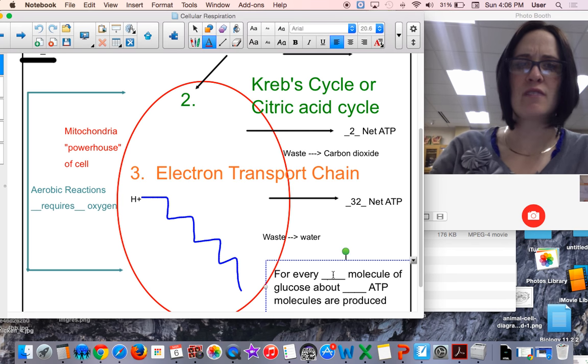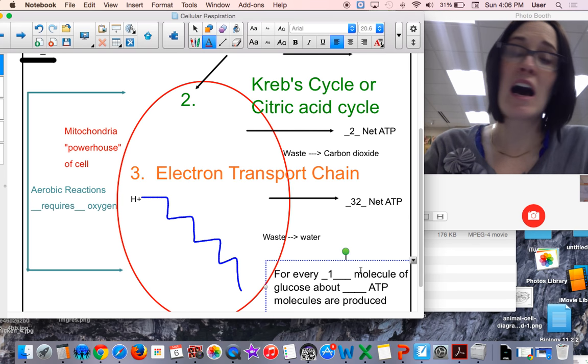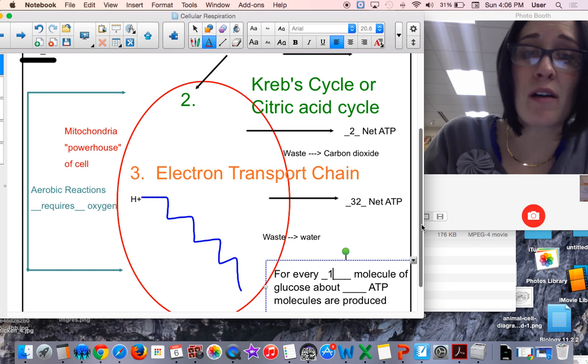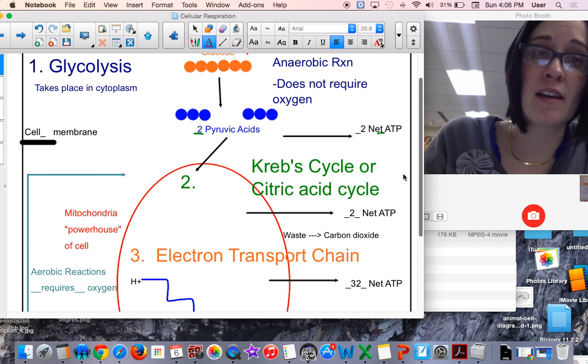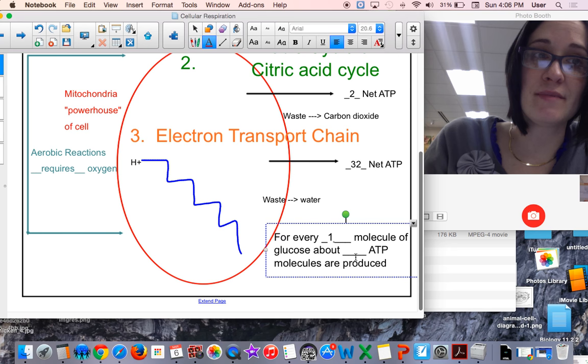So let's fill out this. For every 1 molecule of glucose, approximately how many ATP molecules are produced? Add it together. 36.